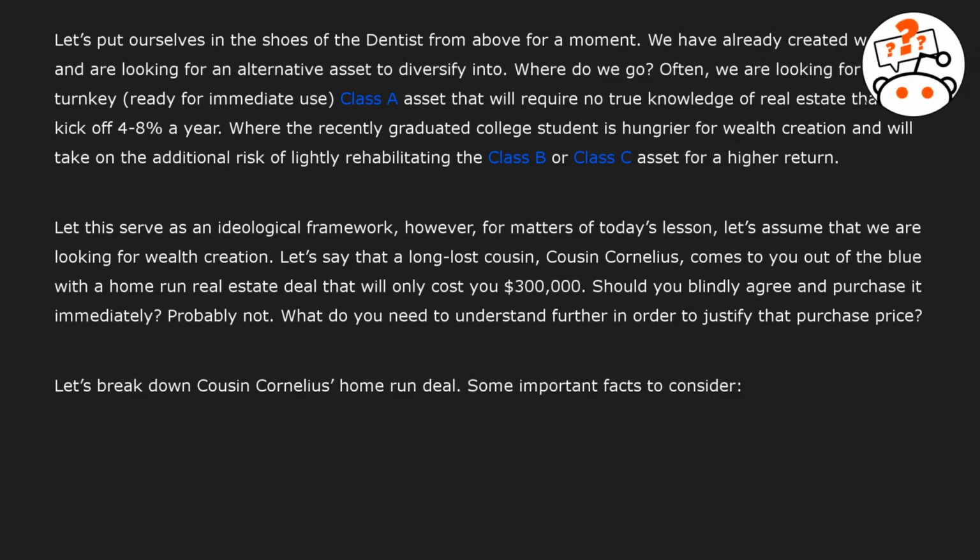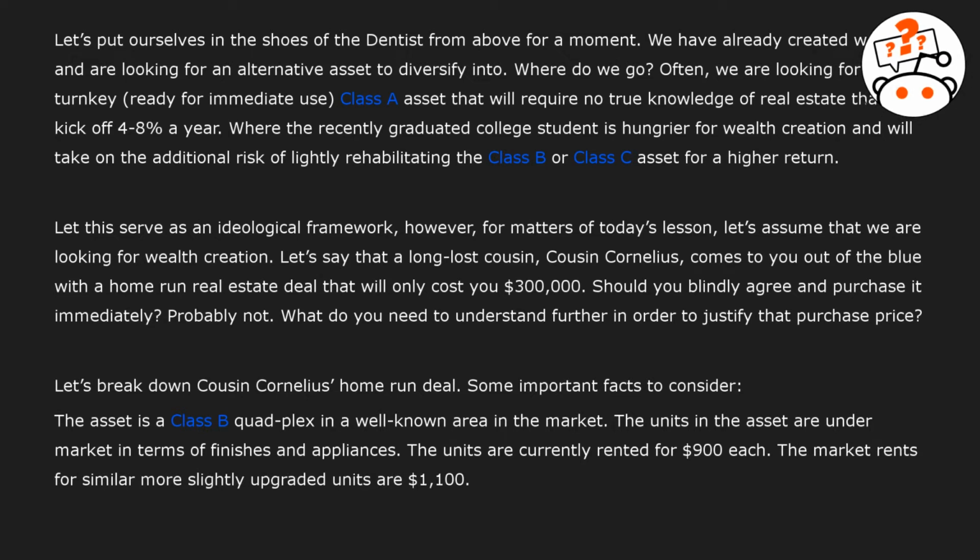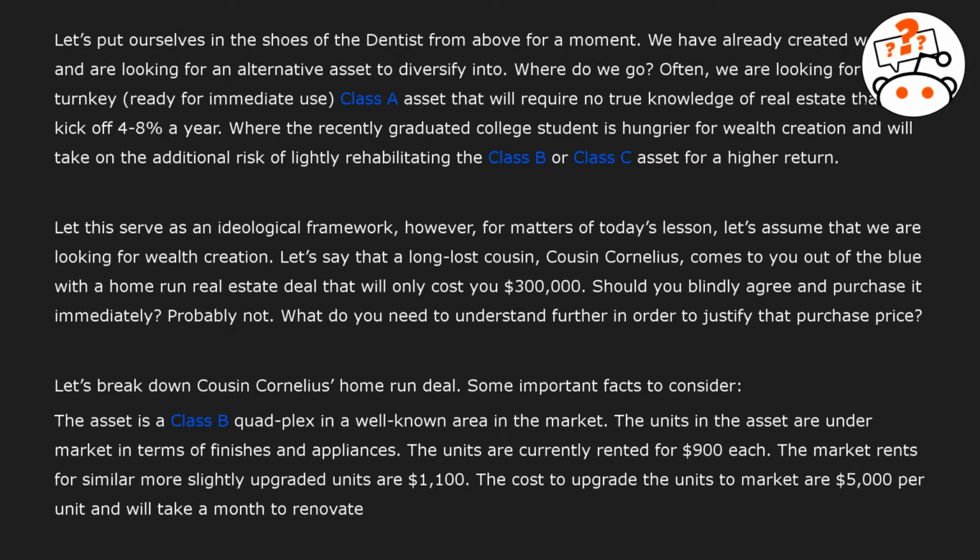Some important facts to consider. The asset is a Class B quadplex in a well-known area in the market. The units in the asset are under market in terms of finishes and appliances. The units are currently rented for $900 each. The market rents for similar, slightly upgraded units are $1,100. The cost to upgrade the units to market is $5,000 per unit and will take a month to renovate. So where do you begin?